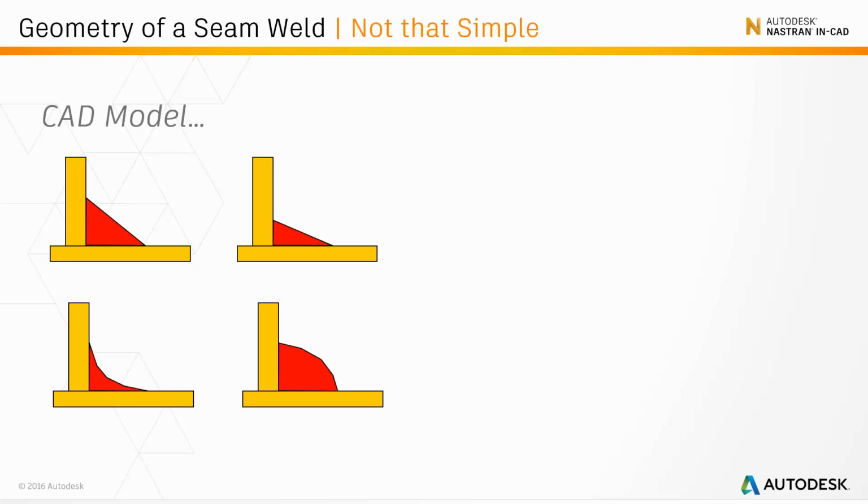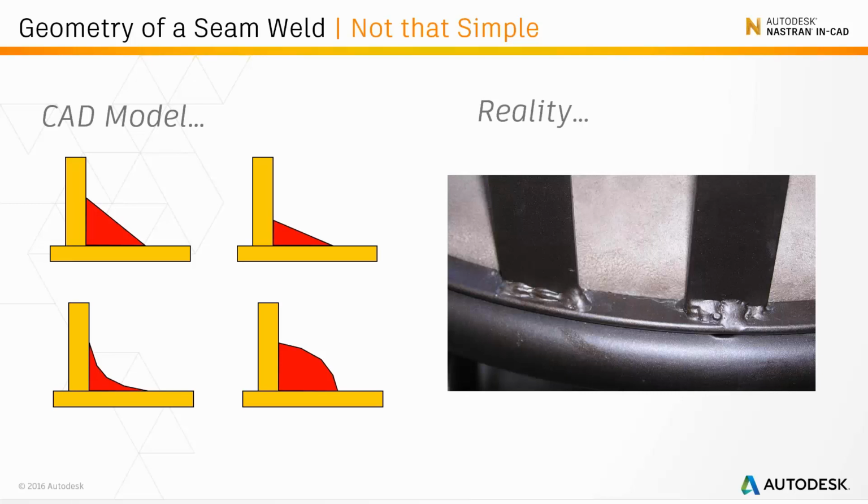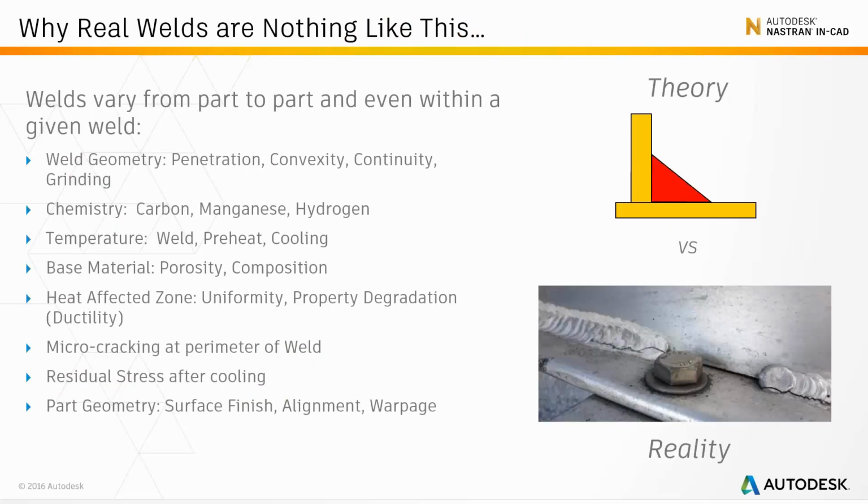Firstly, we have the CAD model. We've got a uniform, equal leg, perfectly formed weld. But even under the best of conditions, the reality is that welds have significant variability. And here's just a quick illustration. And if you're familiar with welding, you will have seen a range of different weld qualities from this and possibly either side of it, better and worse.